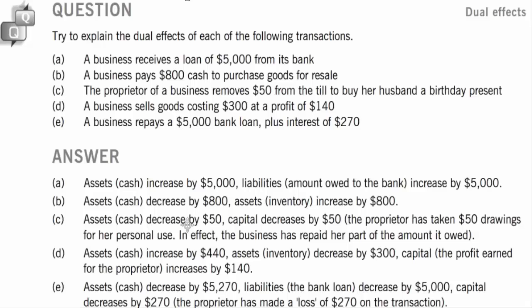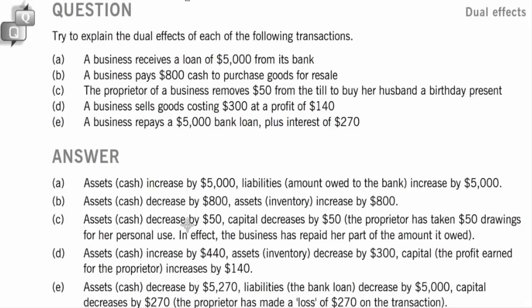2. Liabilities decrease by $5,000 because the loan is now fully repaid, so the business no longer owes the bank this amount. 3. Capital decreases by $270 because the interest payment is a loss for the business. Interest is not an asset or liability. It's an expense that reduces the owner's equity or capital. To sum up, cash goes down by $5,270. Liabilities go down by $5,000, the loan amount, and capital goes down by $270, reflecting the loss from interest paid.